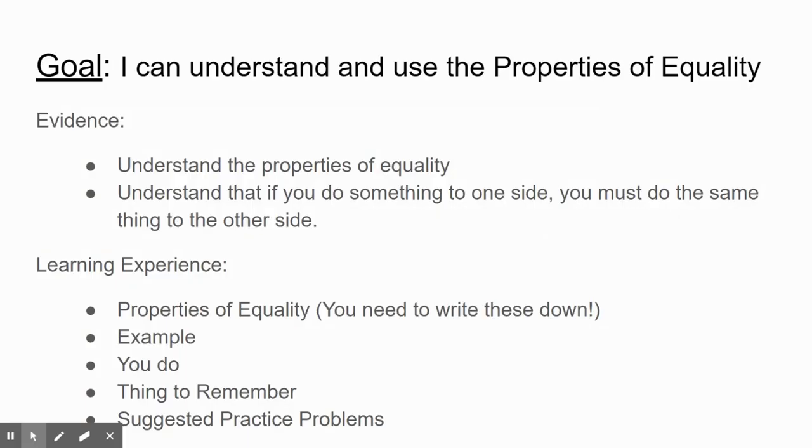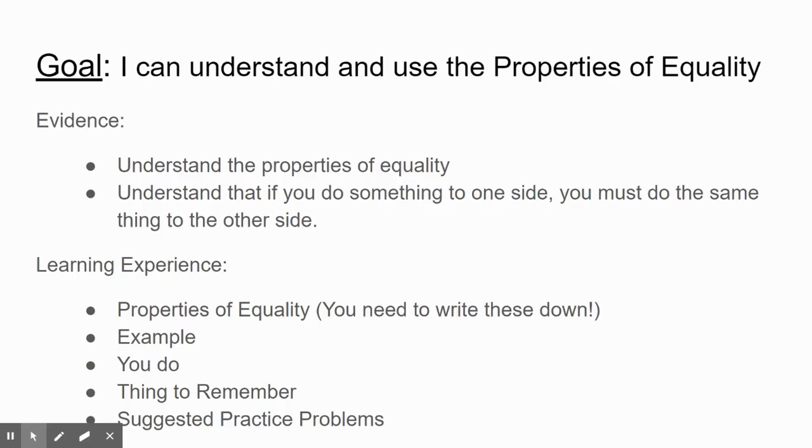Hello! In this video, we are going to learn how we can use the properties of equality. First of all, we're going to make sure that we know what they are. And then, really the main thing from here is if you do something to one side of an equation, you must do the same thing to the other side.